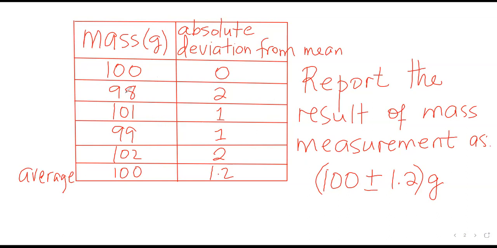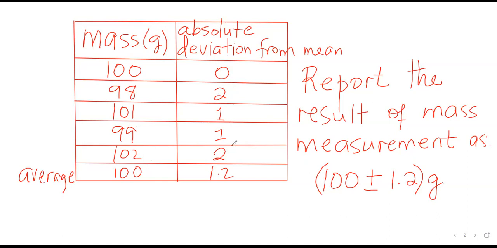Next, I'll subtract 98 minus 100. The answer is negative 2, but since I'm looking for absolute value, I'll just put a 2 here. And then I'll move on to 101 minus the average 100. The answer is 1. I'll have my 1 here. 99 minus the average number, that's minus 1, but I'll put positive 1 because I'm looking for the absolute deviation. And finally, 102 minus 100, I get the answer as 2 here. These are absolute deviations from the mean.